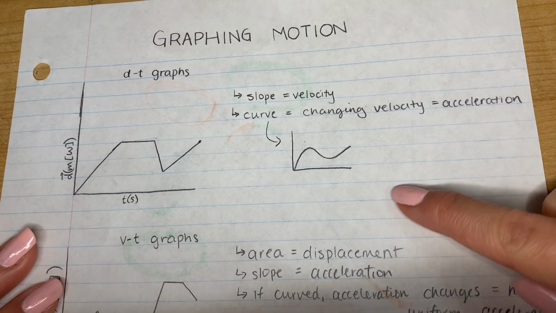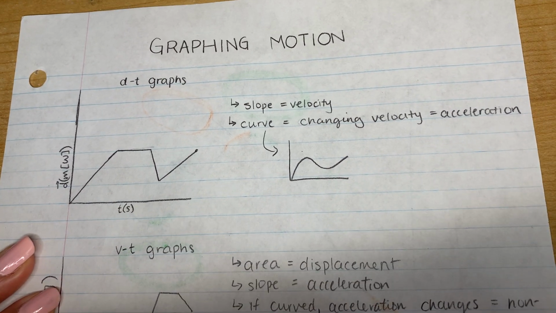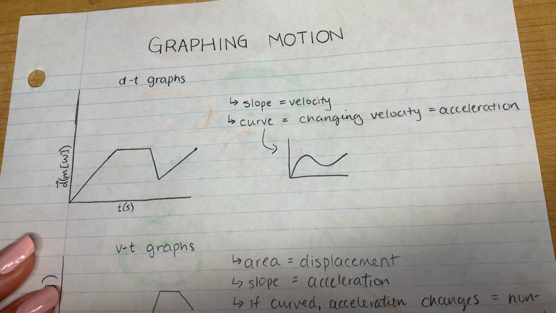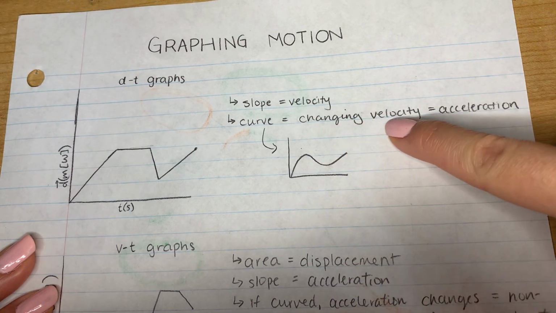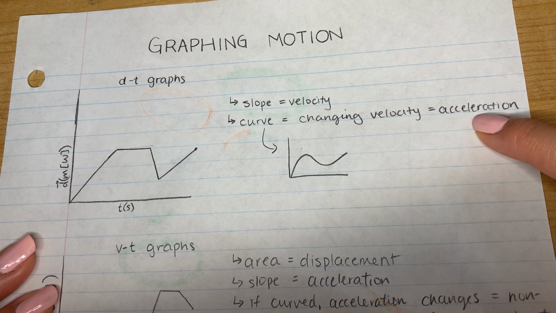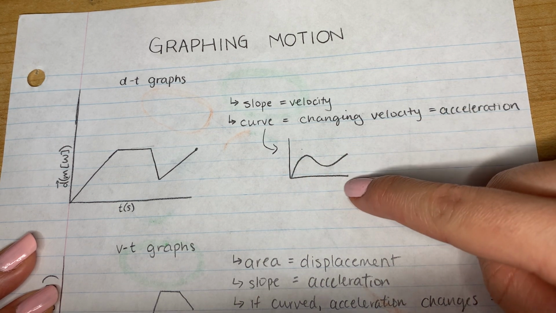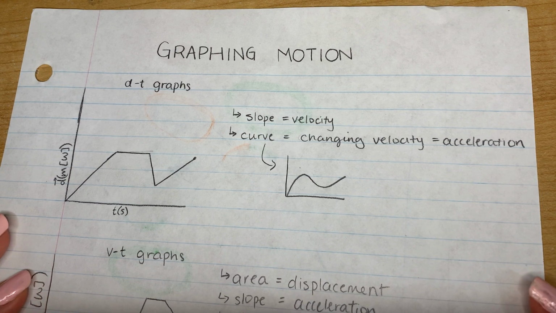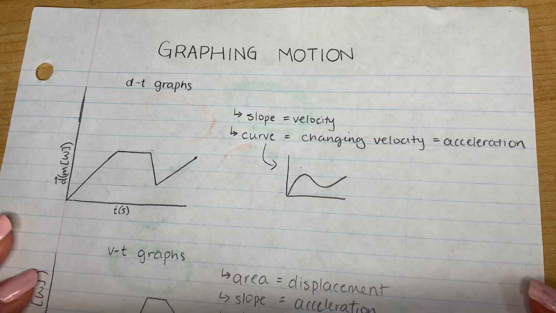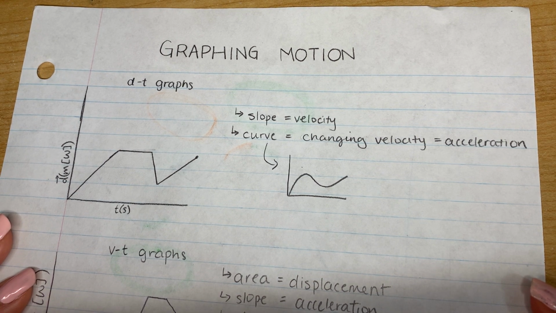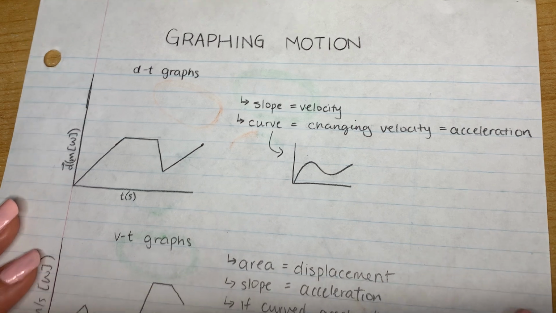The second thing about this dt graph is that if there are curves in a dt graph, then that means the slope is always changing, which means there's a changing velocity, aka there is acceleration. So it's kind of gonna look like that. And in the non-uniform motion video, I talk about how we always assume uniform acceleration because it gets really complicated when we get into jerk and stuff like that.